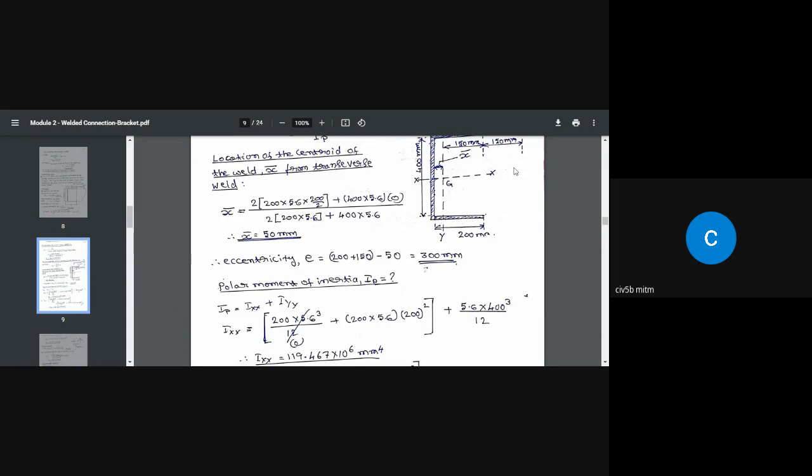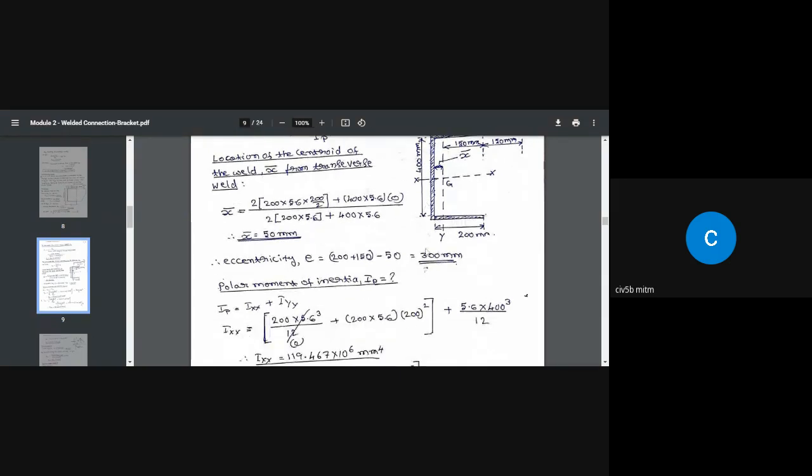about this axis, that is 5.6 multiplied by 400 cube by 12. Here I am not applying any parallel axis theorem because the centroidal axis of this weld group is coinciding with the horizontal centroidal axis of this weld. So there is no distance between the main centroidal axis and the individual centroidal axis. That's why I've taken only this value.